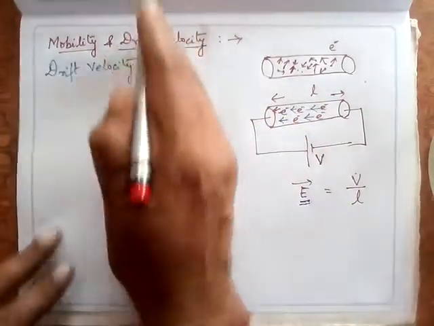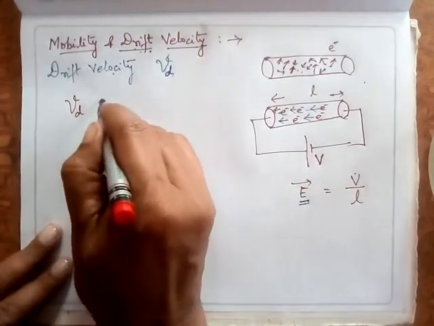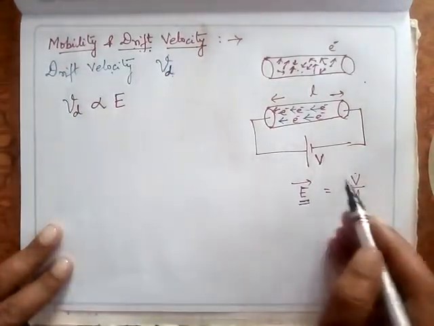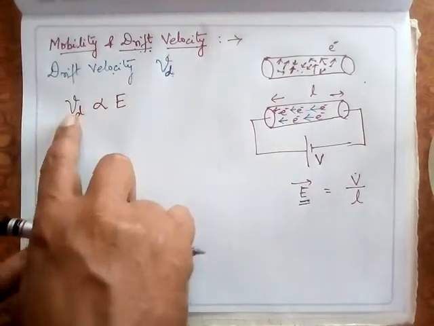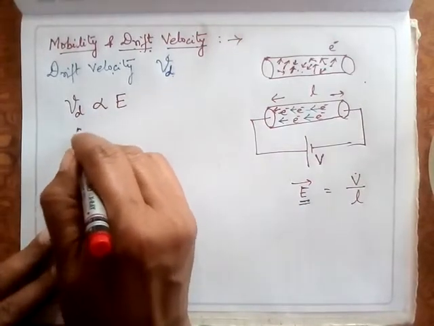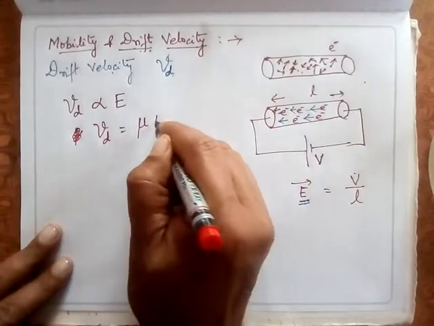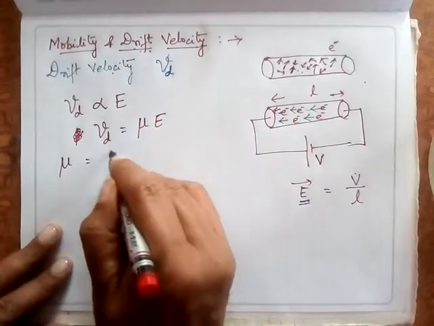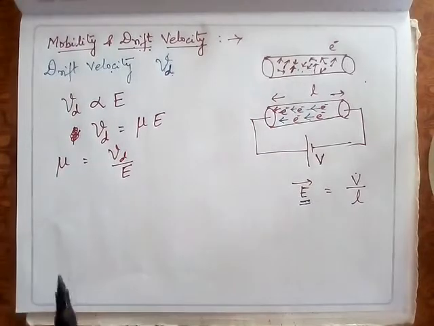So it is very clear that this drift velocity Vd is directly proportional to the applied electric field. The larger the applied electric field, naturally the drift velocity will be more. And in order to remove the sign of proportionality, we say that Vd is equal to mu into E. This mu, which is equal to Vd by E, is called the mobility.